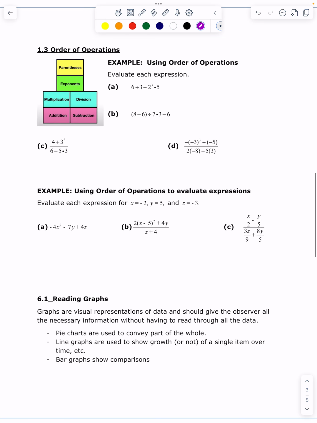Last section here covers order of operations, one of the things that I know was hammered into you in middle school and high school. This setup looks a little different.